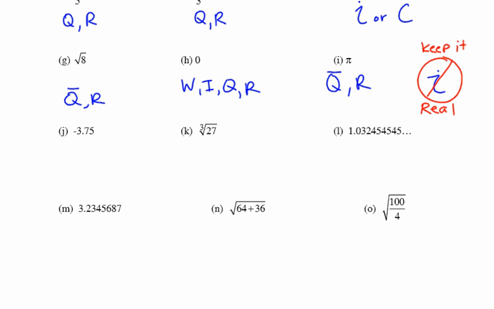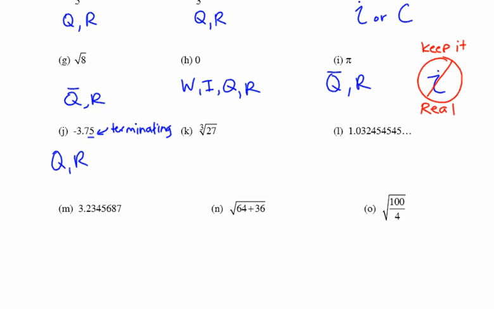Okay. So can it be one of the first 3? No. It's a decimal, so no. No decimals in the first 3. So next question is, can this be written as a fraction? Yes. It's terminating. So if it terminates, it ends. It's rational and real.